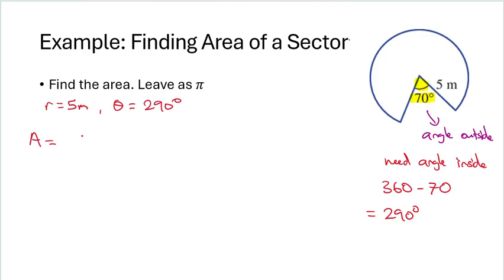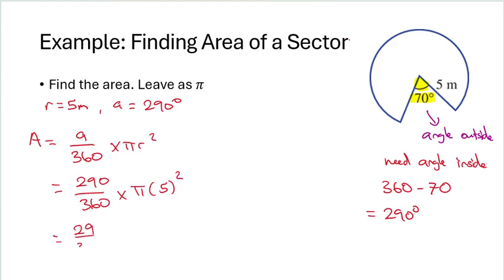So you just go A equals, I'll just write it as the letter A here. Just write down the formula first, and now you can substitute stuff in. So 290 over 360 times pi 5 squared. This can become 29 over 36 times 25 pi. Now, if you were doing this without a calculator, you'd need to find what 29 times 25 is. So if I do that real quickly, 725. So it becomes 725 pi over 36.